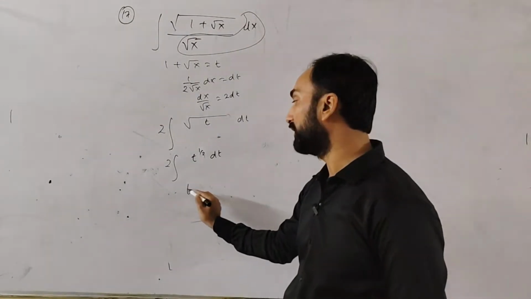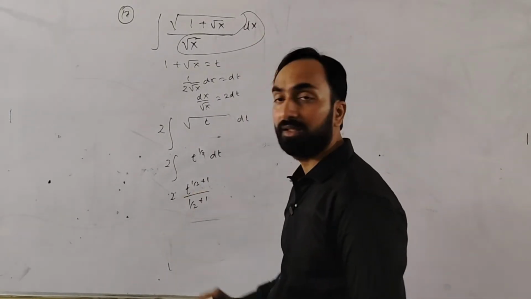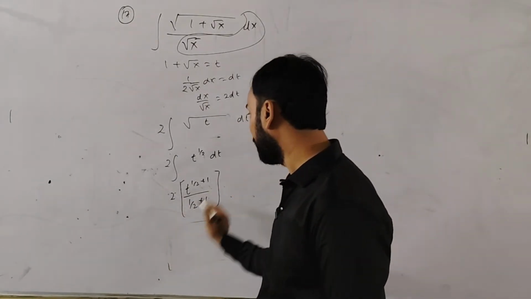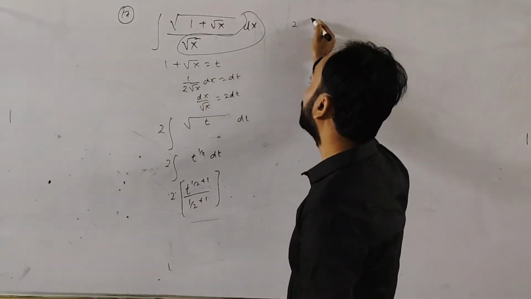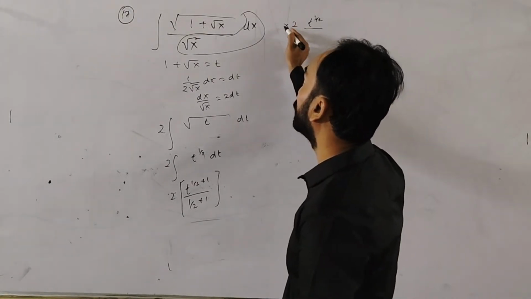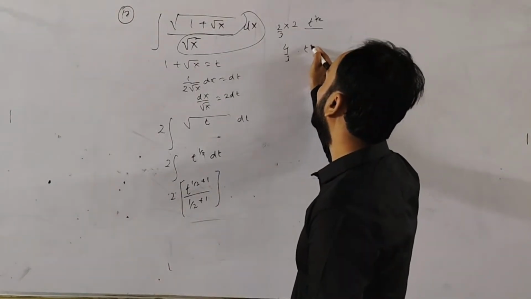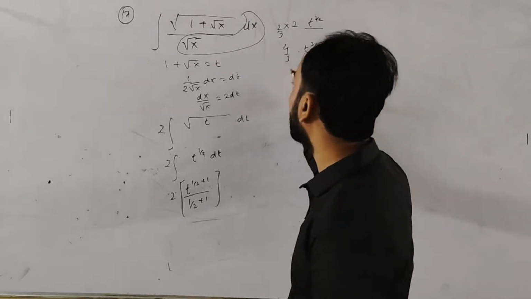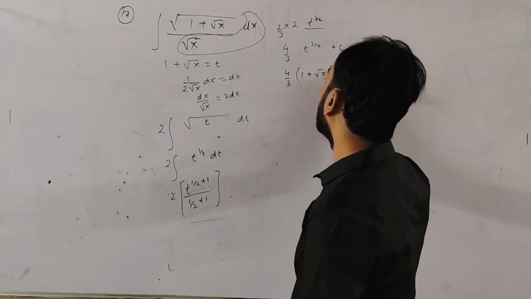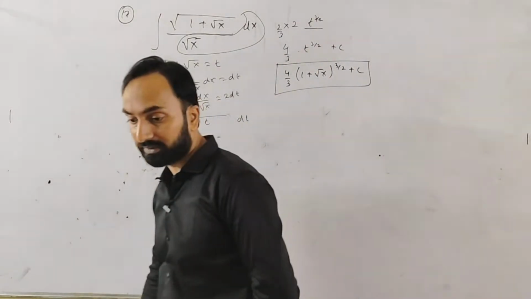T to the power half becomes t to the power half plus 1 divided by half plus 1, correct? So this will become t to the power 3 by 2, and here I can write 2 times, divided by 3 by 2, which is 2 by 3. So this will become 4 by 3 t to the power 3 by 2 plus c. What is the t we have taken? 4 by 3 and 1 plus root x to the power of 3 by 2 plus c. So the final answer will be 4 by 3, 1 plus root x to the power 3 by 2 plus c.